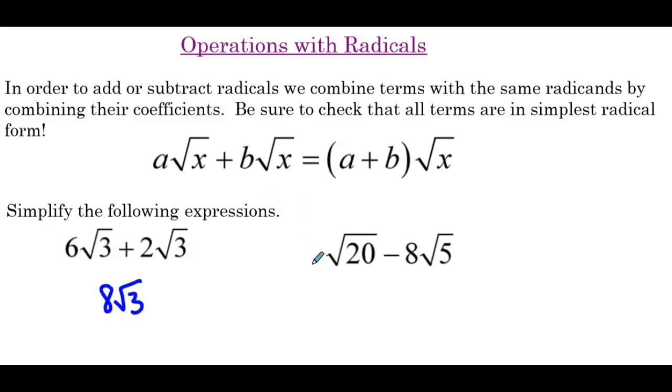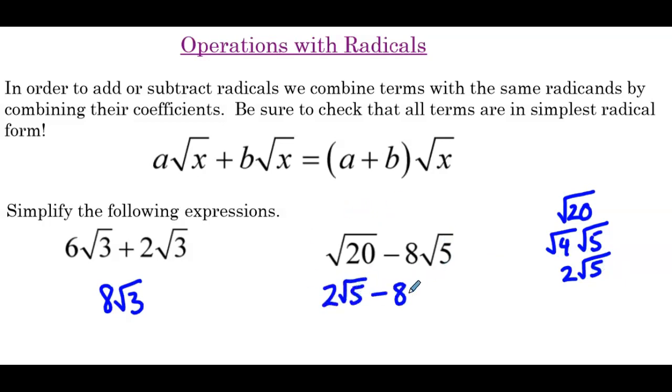Now in our next example, we have the square root of 20 minus 8 times the square root of 5. Looking at it, it does not seem like we have like terms, but the square root of 20 can be simplified further. We'll do it off to the side. The square root of 20 can be expressed as the square root of 4 times the square root of 5. The square root of 4 is 2 times the square root of 5. So this problem becomes 2 times the square root of 5 minus 8 times the square root of 5. Now we do have like terms, so we combine their coefficients. So 2 minus 8 gives us negative 6 times the square root of 5. And there we have both an addition and a subtraction problem to look at.